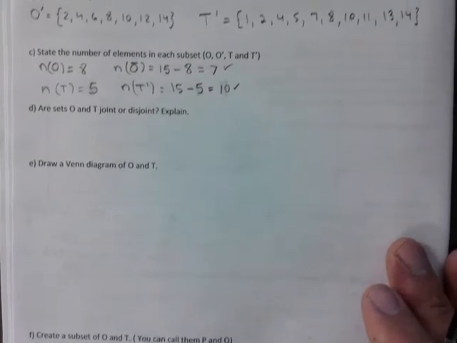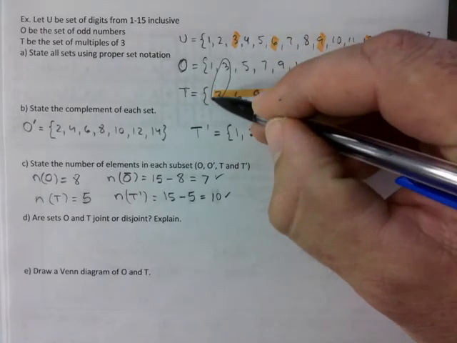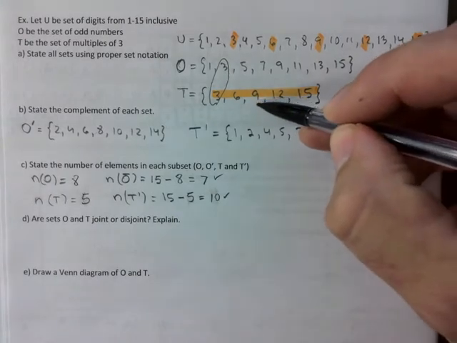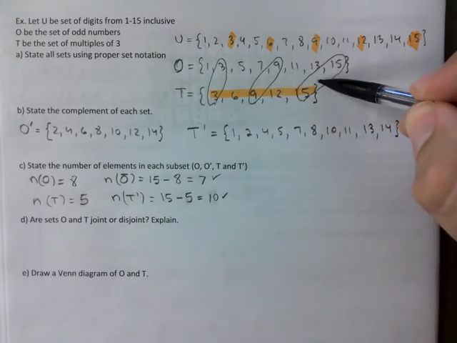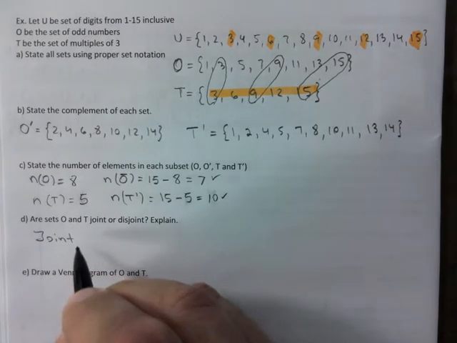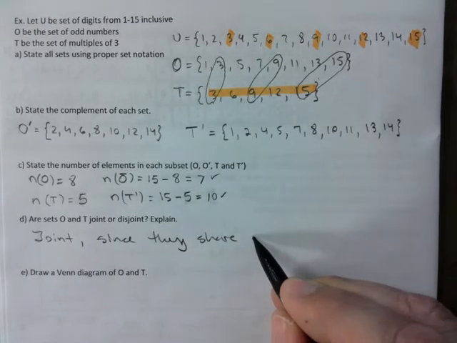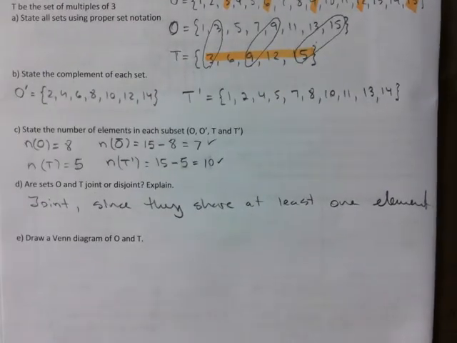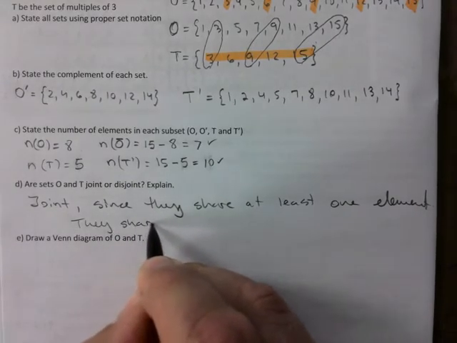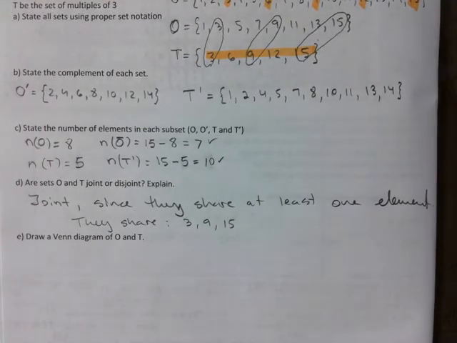Are sets O and T joint or disjoint? What would you say? Joint. And this is why. They have things in common, at least one in common. They can actually stop there, but I'm going to keep going, right? They have 3 elements in common. So they're joint, since they share at least one element. That's why. Okay, specifically, they share 3, 9, and 15. Okay. In particular, that's the one they share.